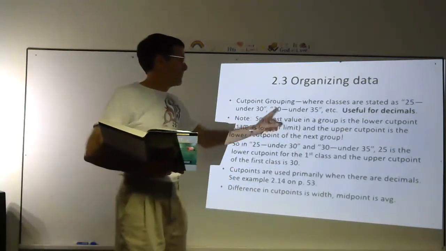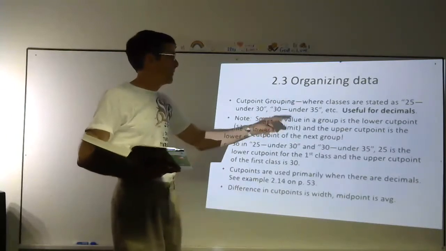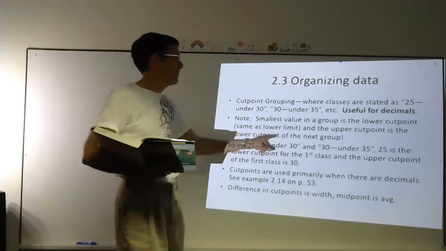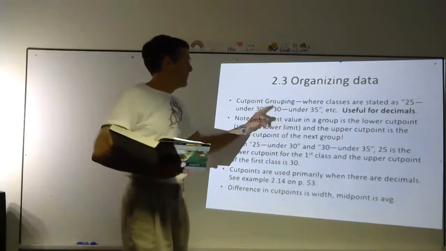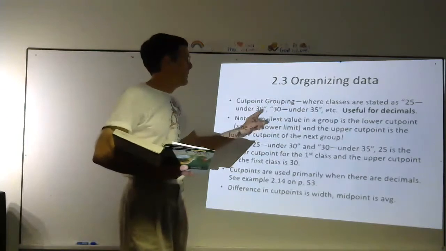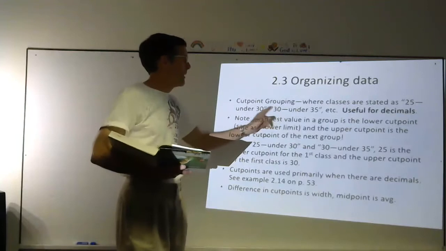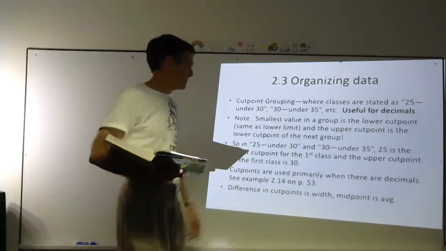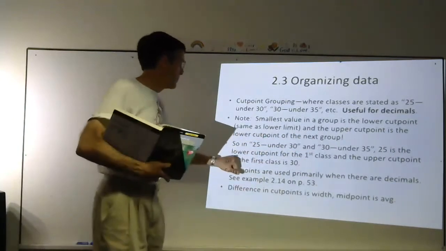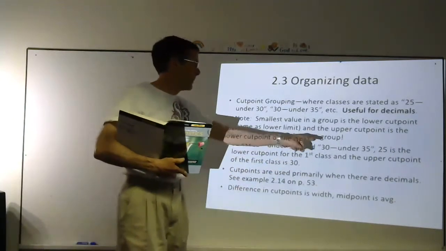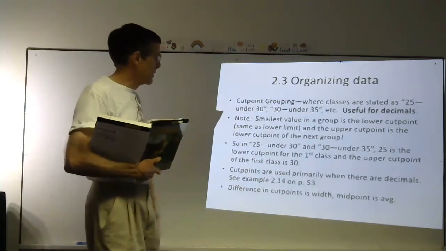Smallest value in a group is the lower cut point, same as the lower limit. In limit grouping, the upper cut point is the lower cut point of the next group, okay? So in other words, in 25 to 30, 25 is the lower cut point, 30 is the upper cut point, okay? So with 25 to 30, 30 and under 35, 25 is the lower cut point for the first class. Upper cut point of the first class is 30. Cut points are used primarily when there are decimals.